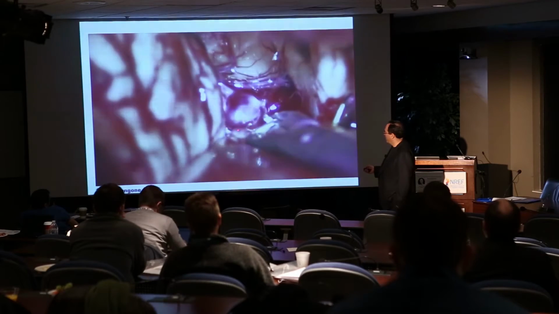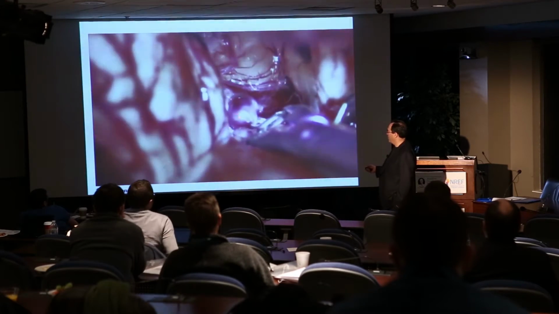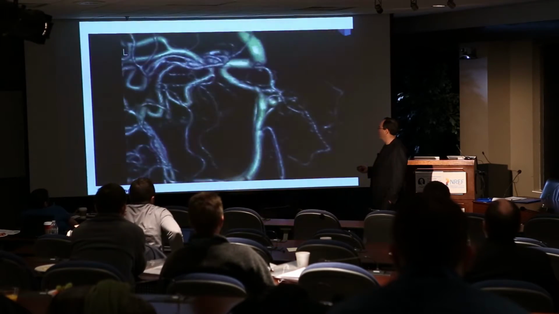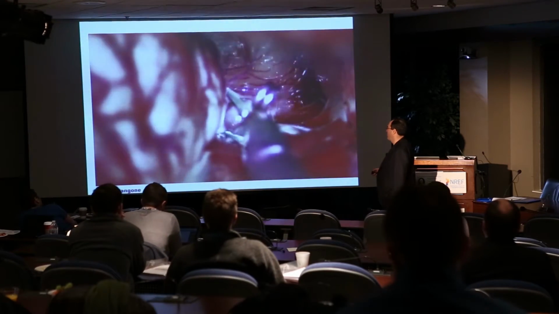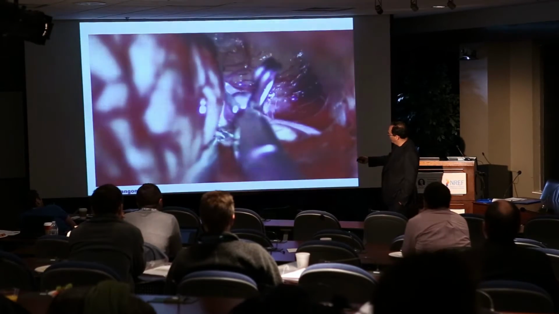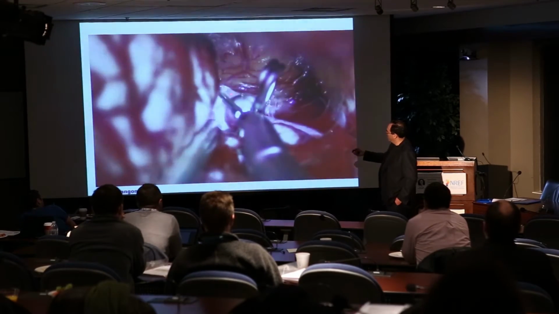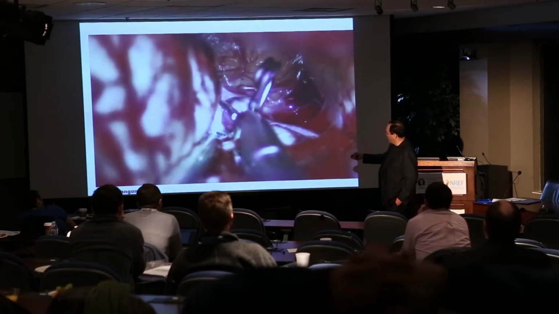Again, being cognizant of where the A2 vessels are. In this case, there are 3 vessels that you have to worry about. So that's that first superior pointing dome. Now this is going after the other dome. So the other dome is pointing at us. You can see the contralateral A2, the neck of the aneurysm.